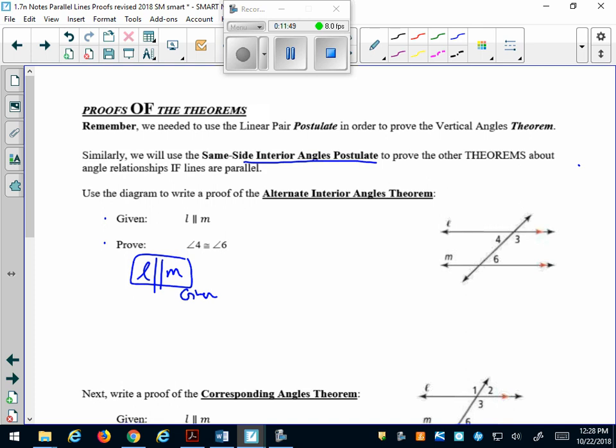And our postulate is the same side interior angles theorem. So what statement could I make, since lines are parallel, what statement can I make from this diagram about same side interior angles? Yeah, Sylvie. Good. Angle 3 and angle 6, or angle 3 is supplementary to angle 6. And the reason is going to be same side interior angles postulate.